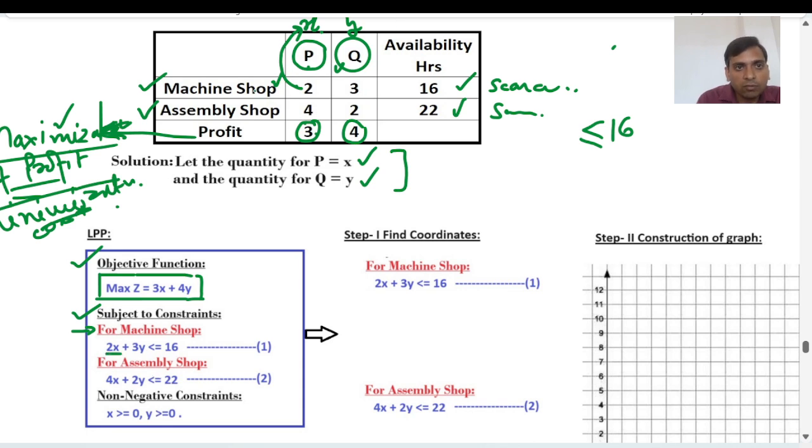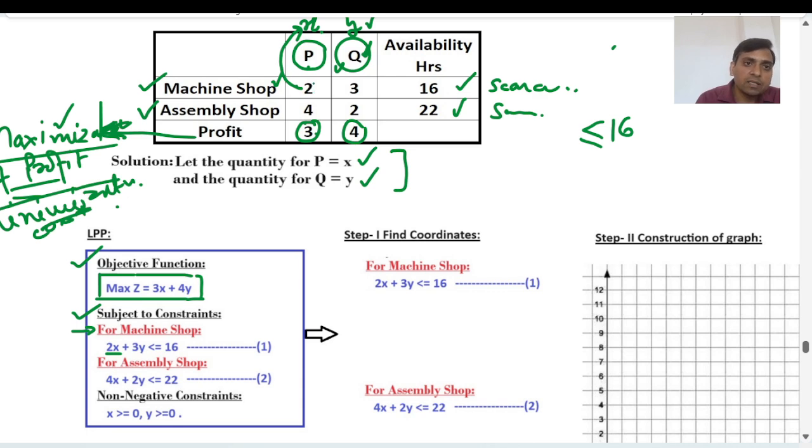Now for the machine shop, if we produce product Q with quantity Y, and product Q takes 3 hours per unit, then 3 into Y is 3Y. But the total utilization of this machine shop should not exceed 16 because this is the maximum availability. So there may be a possibility we are not producing product Q, only product P. So 2 into 8 equals 16, we can utilize 100%.